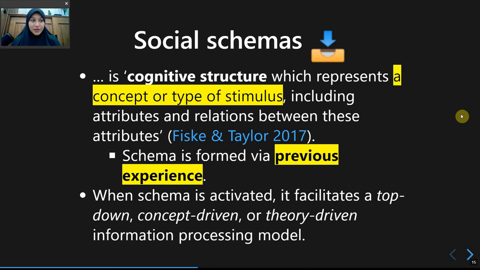Right, so this is the second part of the lecture. After learning about how people form impressions about others, now we're going to learn about social schemas. This is the simplest unit in our cognitive processes.